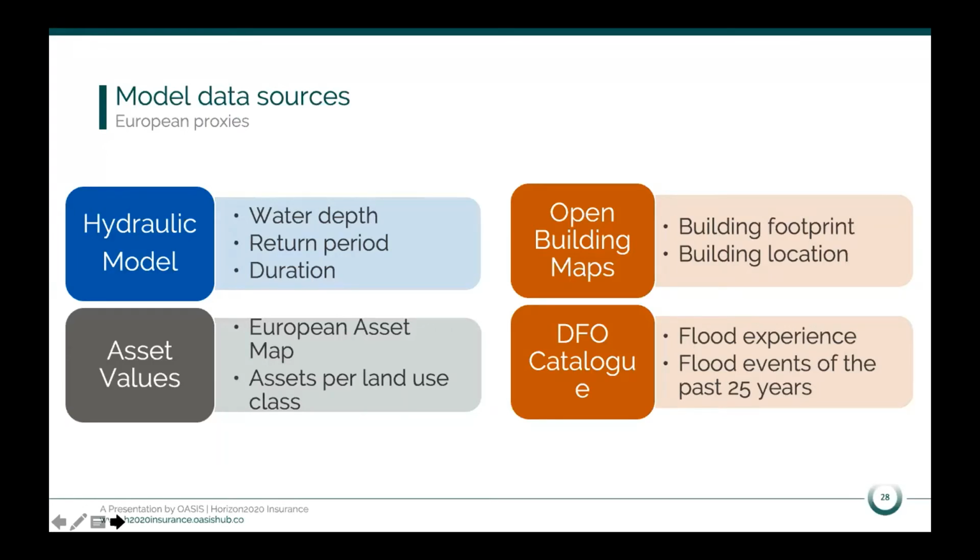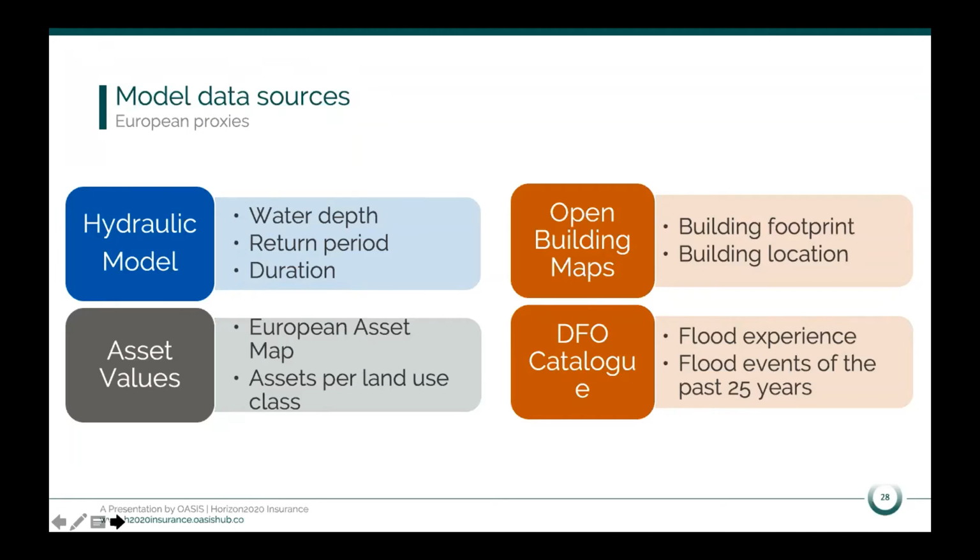So we have model data sources from the hydraulic model, as Michel has introduced in the first part. We have information about the water depth, inundation duration, and if we are working on a historic event set, we might also use the return period. For future scenarios, it might be a little bit more difficult to define these return periods. Then we have information about the building area, so this is building footprint information and also building location. This comes from Open Building Map, which is basically based on OpenStreetMap data.